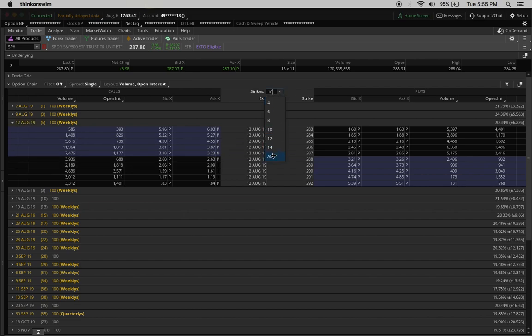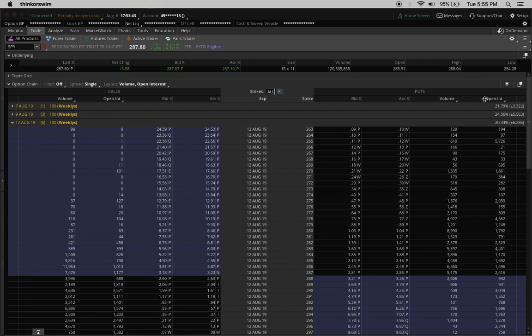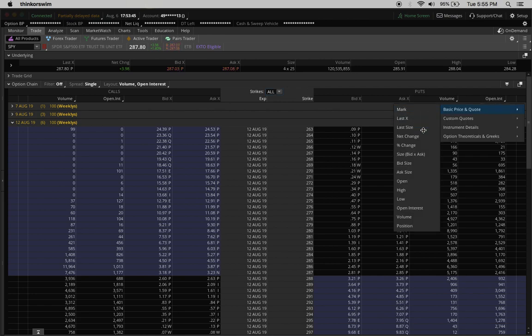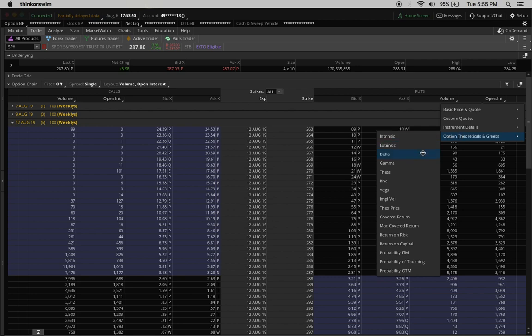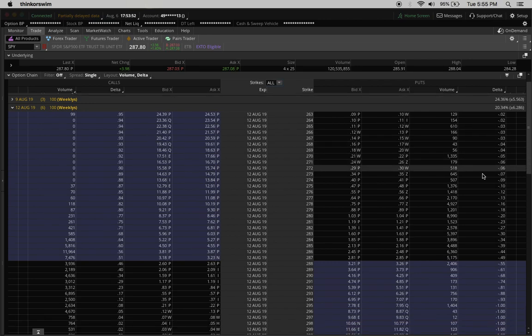We're going to extend it to all, and then we're going to put in here something that we don't talk about a lot. It's delta. So we're going to come here, we're going to see option Greeks, and go here to delta. When you're looking at this, you want to get a delta that is closest to 0.7. So if you can see here, the closest to 0.7 is right here. Again, that's pretty expensive, so you may want to go closer in.